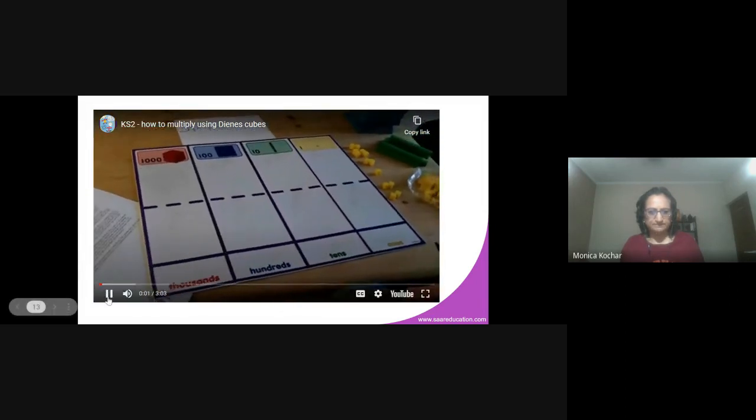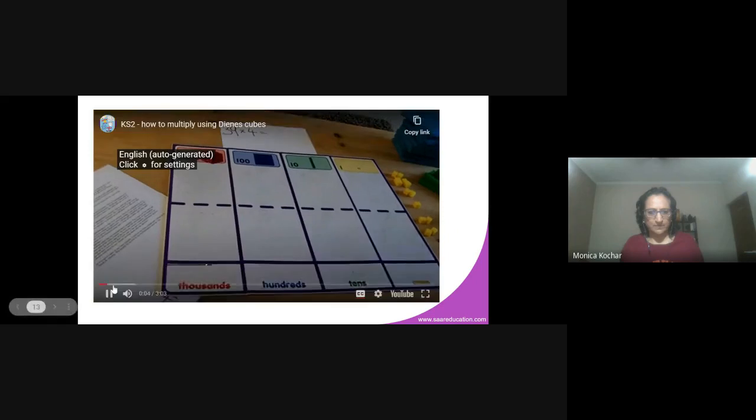This video will show you how to use Dean's cubes to multiply a 2-digit number by a 1-digit number.